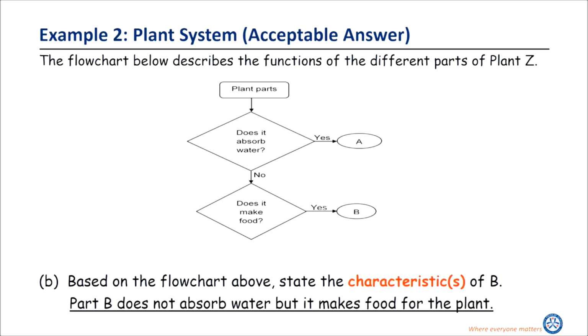The acceptable answer would again take information from the flowchart that part B does not absorb water and it makes food for the plant. So both these pieces of information need to be in the answer.